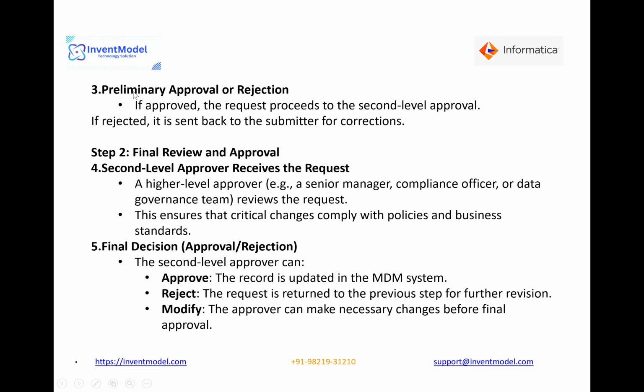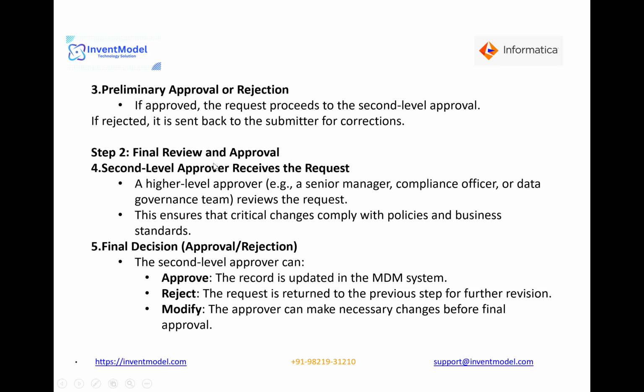Now the third is preliminary approval or rejection. If it is approved, the request proceeds to the second level approval. So if this step is approved, then the request goes to the second level approval by some other approver. If it is rejected, then it is sent back to the submitter for corrections. Suppose there is some error and the second level approver is not satisfied with the request, then he or she can reject it. So it comes back to the submitter, who must have raised the request, for correction.